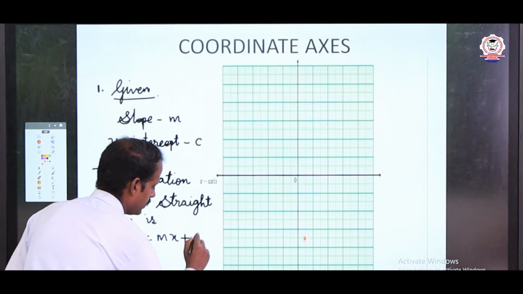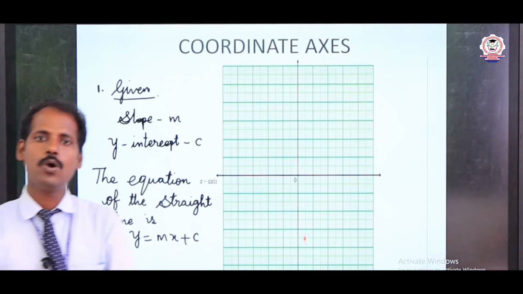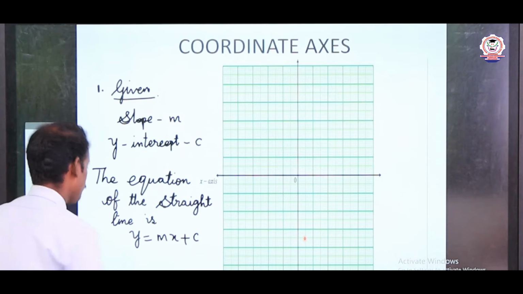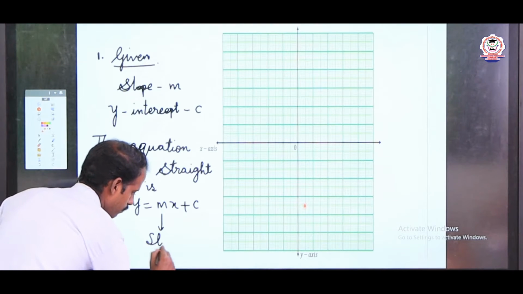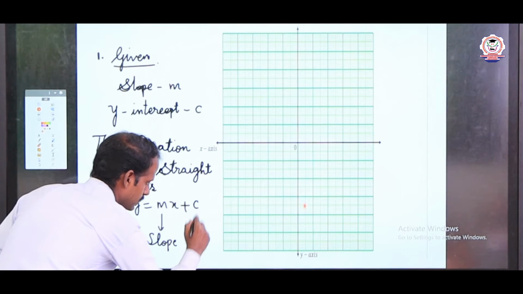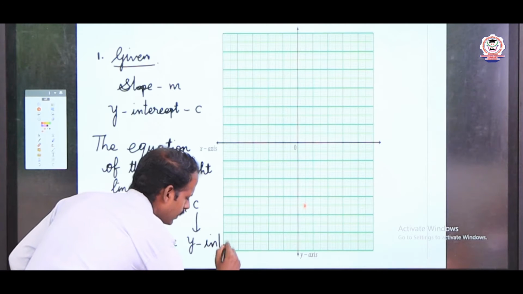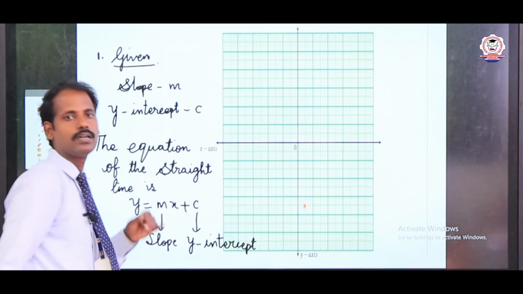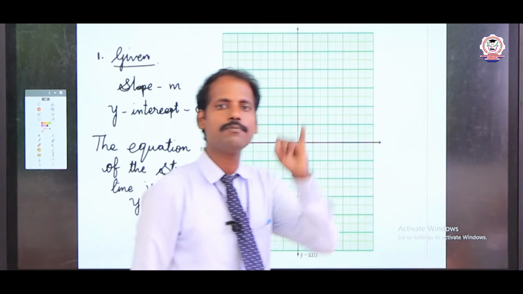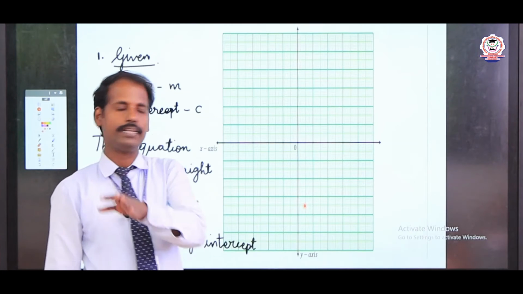What is m? m is slope. What is c? c is the y-intercept. So here m means slope, and c means y-intercept. So what is intercept? The first one, x-intercept, and then y-intercept. What is x-intercept and y-intercept?